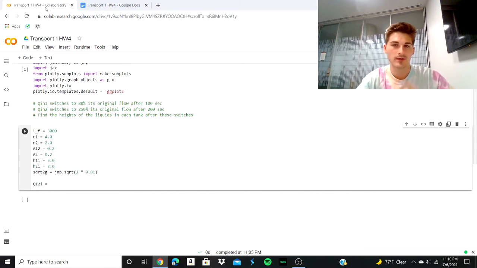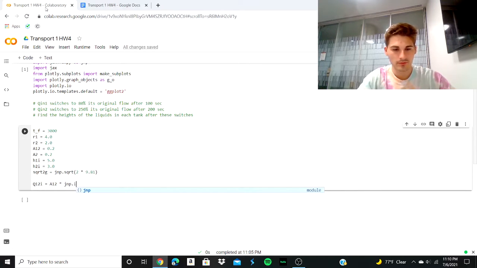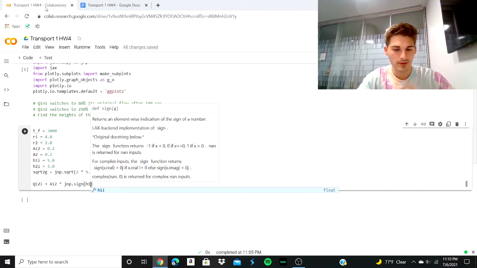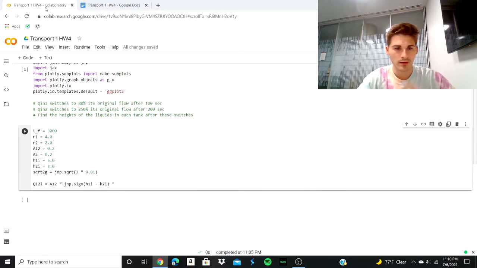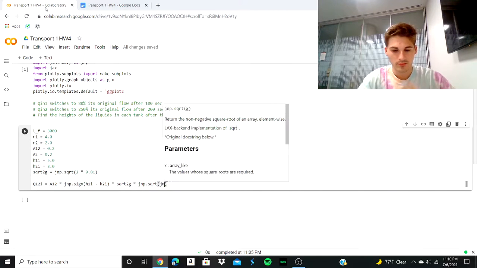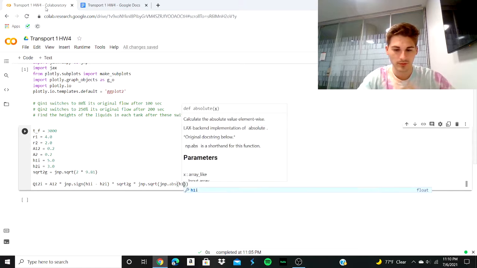So the initial flow rate between tanks 1 and 2 is going to be the cross-sectional area of the pipe between tanks 1 and 2 times the sign of the difference between our initial heights times the square root of 2g times the square root of the absolute value of the difference between our initial heights.